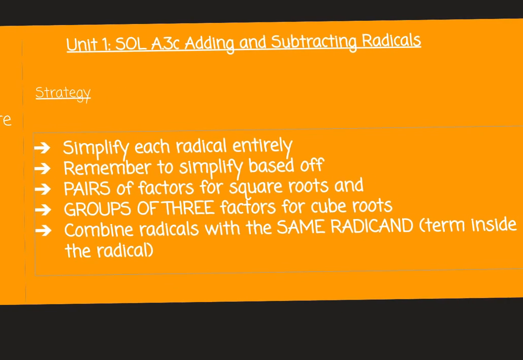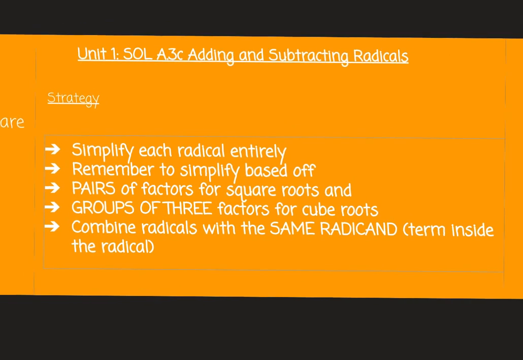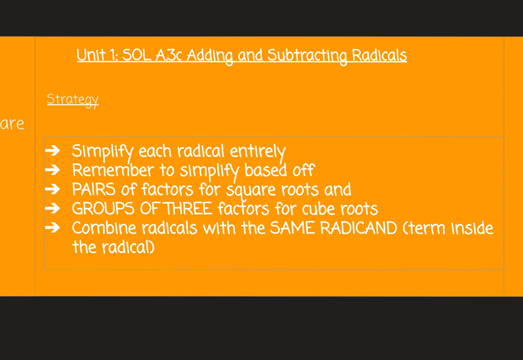All right, so for the strategy, some steps that we can use to help us. Number one, you're going to simplify each radical entirely. Put it in simplest radical form. Remember to simplify based off of pairs of factors for square roots and groups of 3 factors for cube roots. Then combine the radicals with the same radicand. So this is basically the term inside the radical. Remember, the radicand is the term inside of the radical.